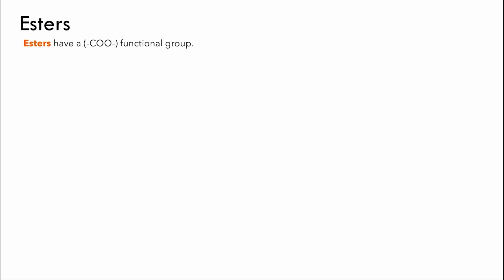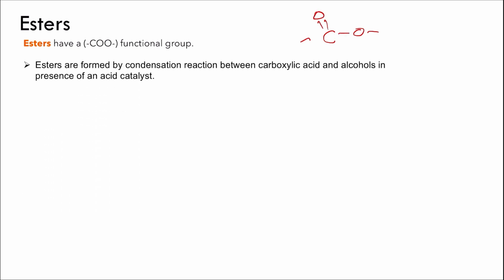Ester is the last series of organic molecule you're going to learn about. Esters have a functional group COO. So it's a carbon with a double bond of oxygen and then another oxygen. Esters are formed by a reaction called condensation reaction between an alcohol and a carboxylic acid.